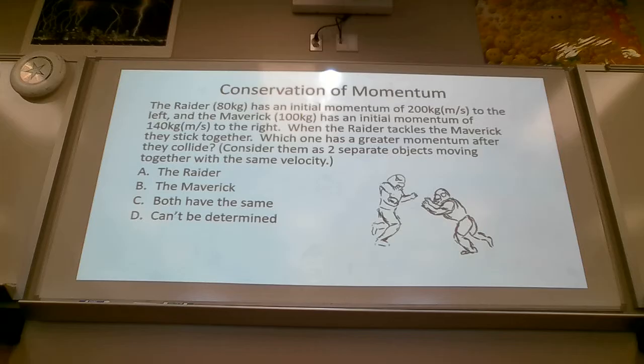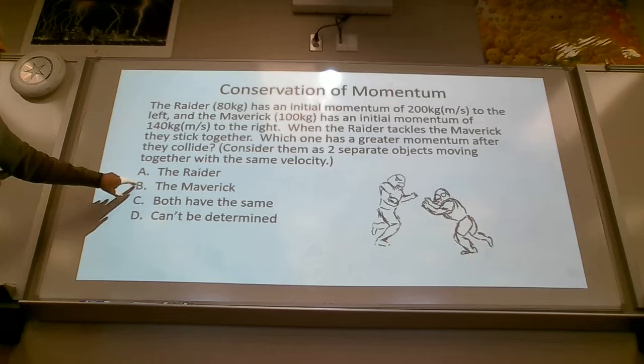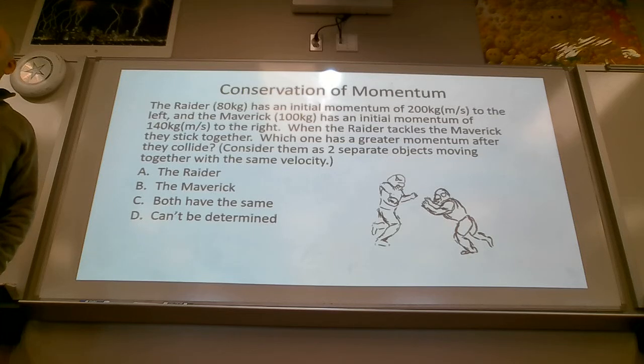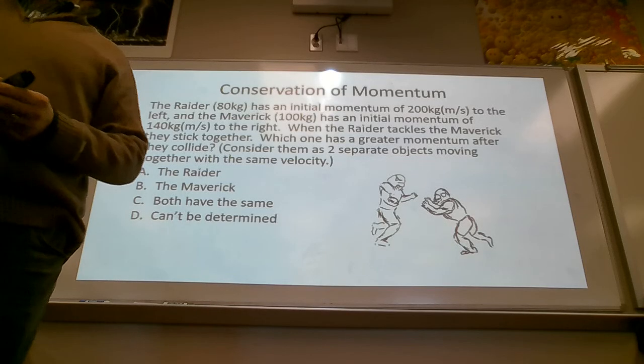Thumbs up when you got something. Correct answer is? Nope. Correct answer is B, Maverick. Because they're both going at the same velocity, the Maverick has more mass. So you're looking at the momentum levels. They're both moving the same velocity because they're connected. Good with that? Got a worksheet due tomorrow.